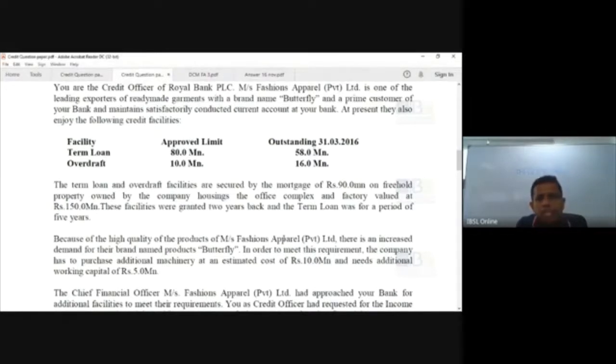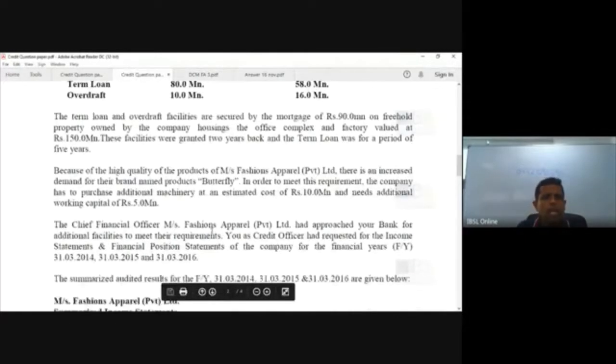These facilities were granted 2 years back and the term loan was for a period of 5 years. Then next para: because of the high quality of the products of MS Fashion Apparel Private Limited, there is an increased demand for their brand name products, Butterfly. In order to meet this requirement, the company has to purchase additional machinery at an estimated cost of 10 million and needs additional working capital of 5 million. Therefore, altogether the requirement is 10 million plus 5 million, 15 million, right?